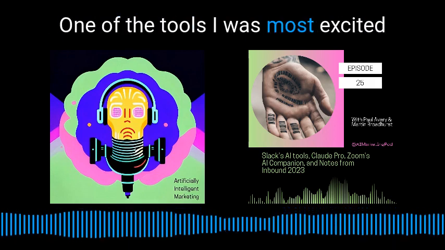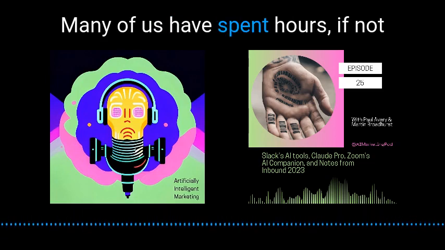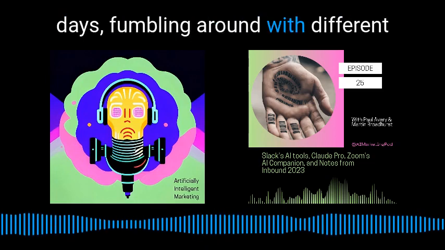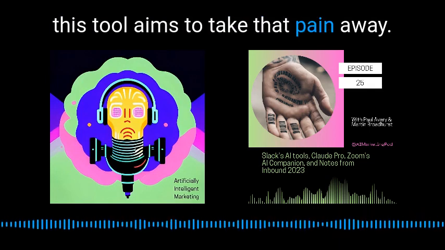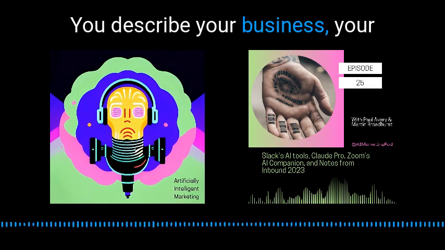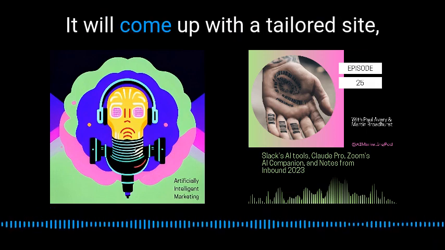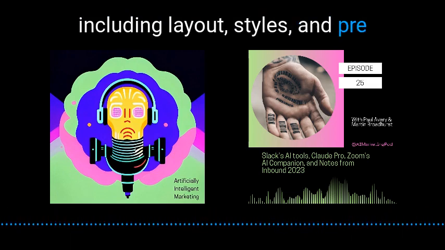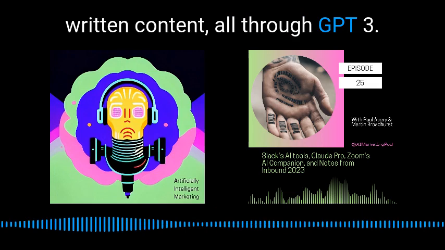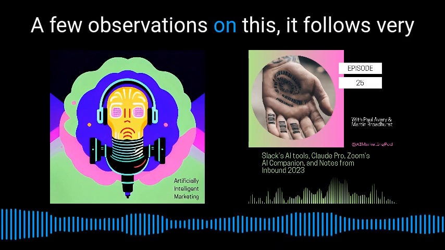One of the tools I was most excited to see was the AI website builder. Many of us have spent hours, if not days, fumbling around with different website designs and layouts. And this tool aims to take that pain away. You describe your business, your preferences on style, and voila, it will come up with a tailored site, including layout, styles, and pre-written content, all through GPT 3.5.